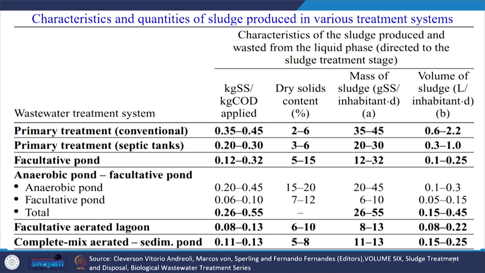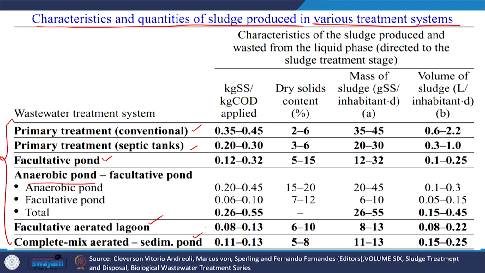Okay. Now, the characteristics and the quantities of sludge which are produced in various treatment systems are given in this slide. There are different contents, like wastewater treatment plant sections which are listed here. Primary treatment, if conventional methods are there, then primary treatment in septic tanks, then if we have a facultative pond, that means both anaerobic and aerobic. Then if only an anaerobic pond is there, what is the production? Then facultative aerated lagoon and complete mixed aerated sedimentation pond also.